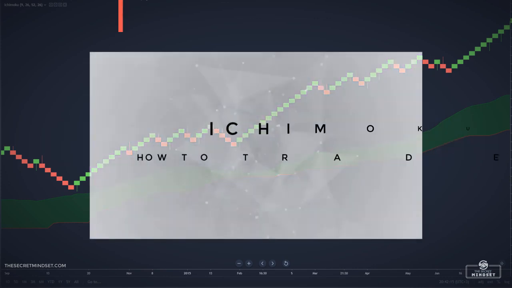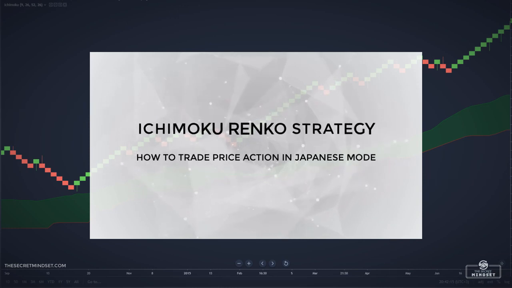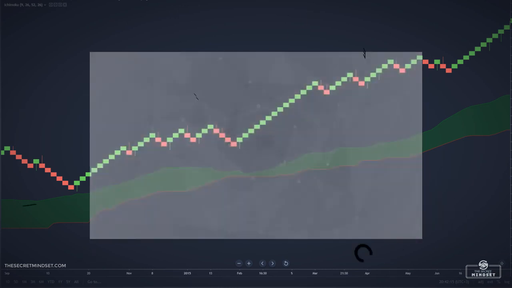So in the following minutes we'll go full Japanese mode and we'll discuss Renko and Ichimoku and how you can combine these two approaches in a trading strategy.